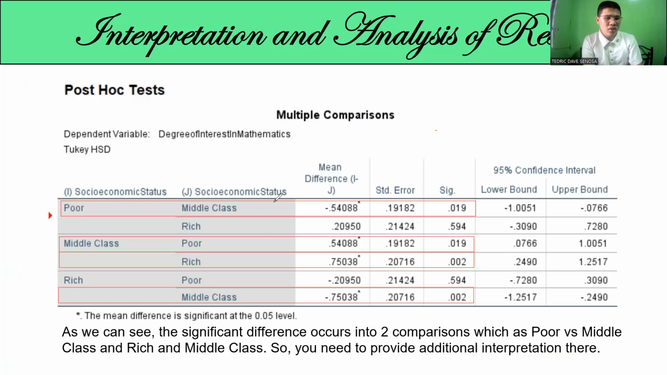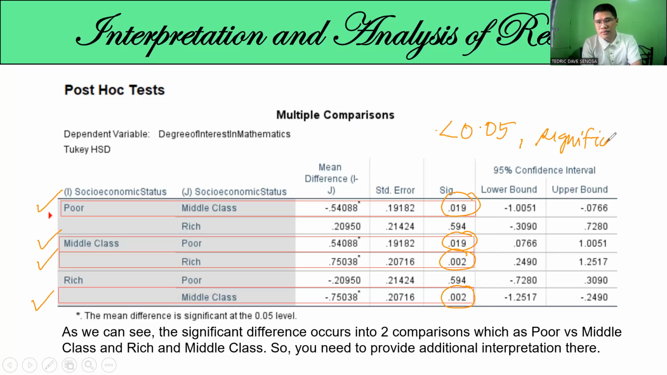So there is a post hoc, and as you can see, there are 4 things here in red. Why do you think I put it in red? Because all the significant values here are less than 0.05. Since it is less than 0.05, it means it is significant. As you can see here, if you align this one, that's poor versus middle class. The same thing here. There are actually four in red. So this is middle class versus poor.